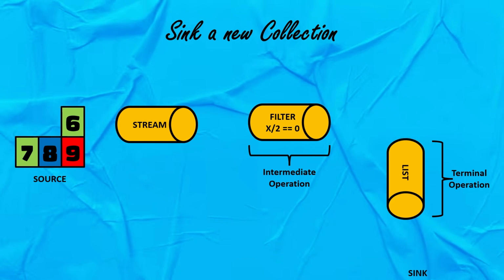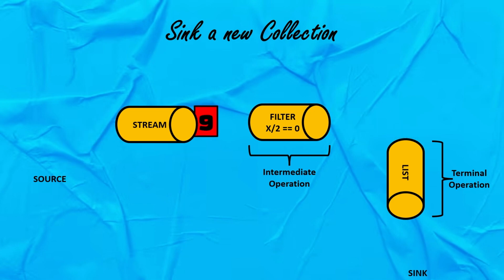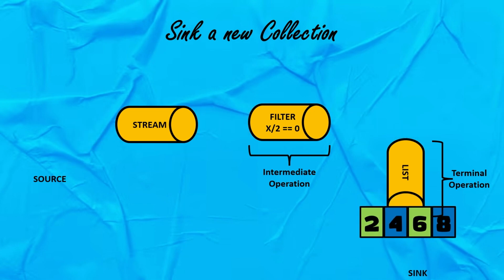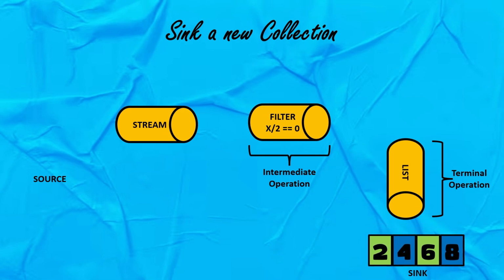the filter, 5 will get filtered out, and 6 will be able to pass on the filter. Then we can see 7 will get filtered out, and 8 will be able to pass the filter, and again 9 will get filtered out. Once it is done, we will get a list out of this particular stream. That is a list of even numbers only.